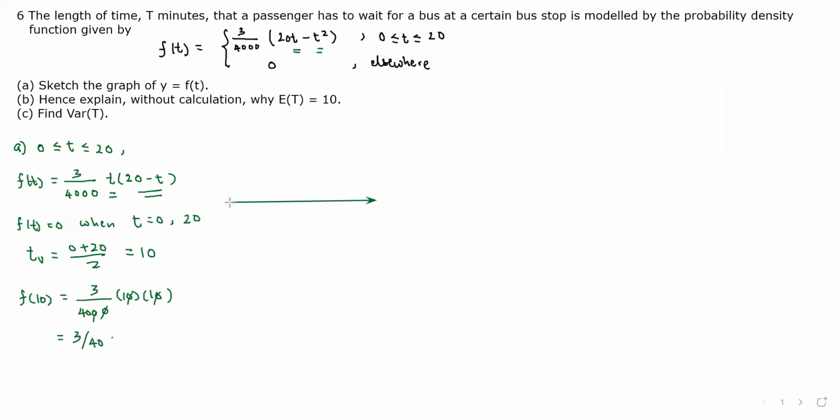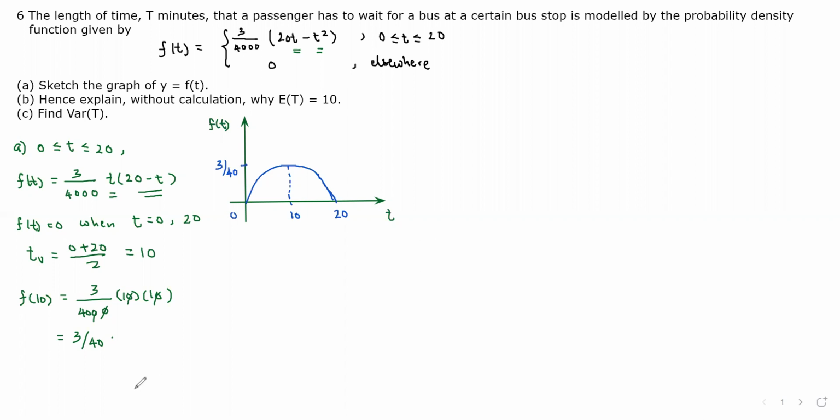To sketch the graph, it is 0 elsewhere. That is f of t, and this is t. And we have a quadratic graph that is perfectly symmetrical at t equals 10. So you have a parabola like that. Let's just assume that it is perfectly symmetrical. So from here, this is 20, that is 10, that is 0, and we have 3 over 40 here. That gives you the graph of f of t.